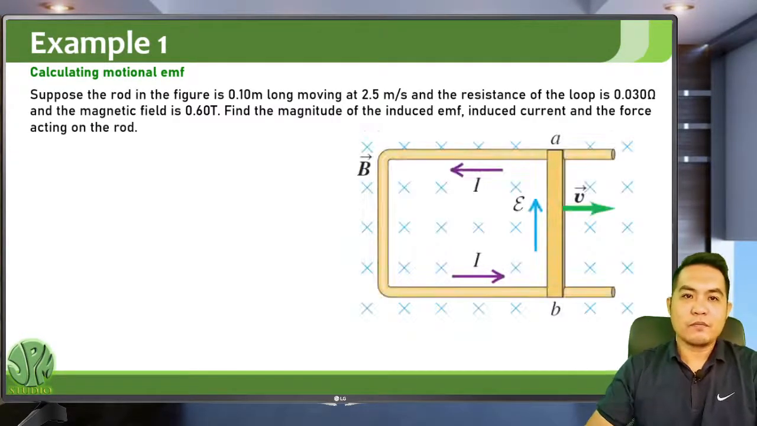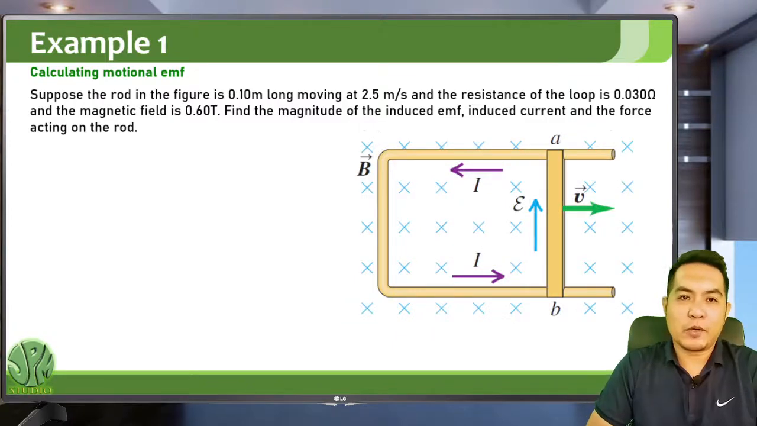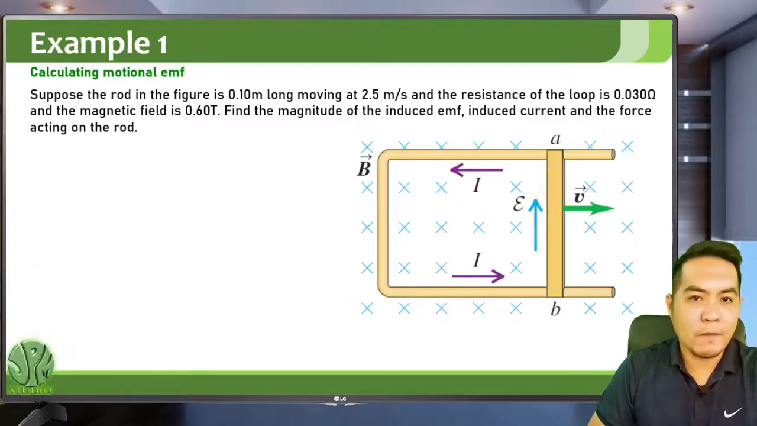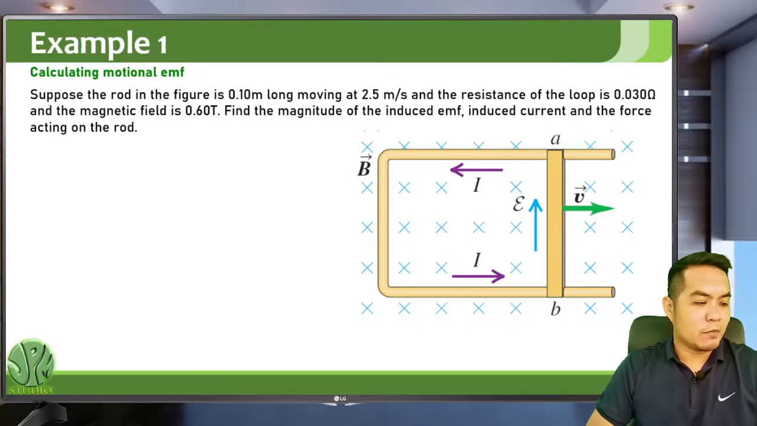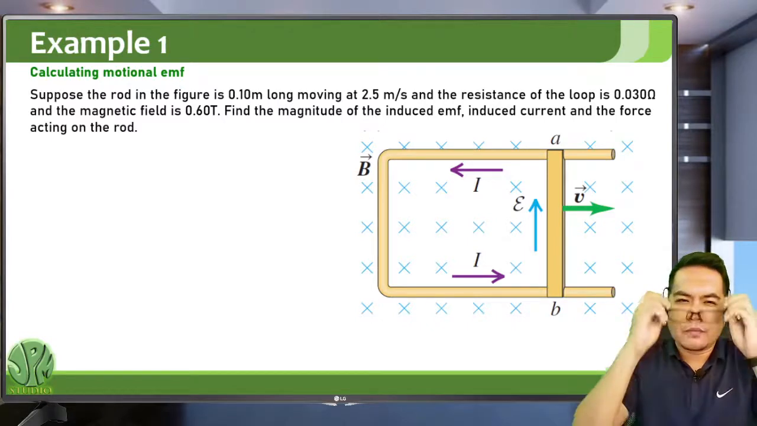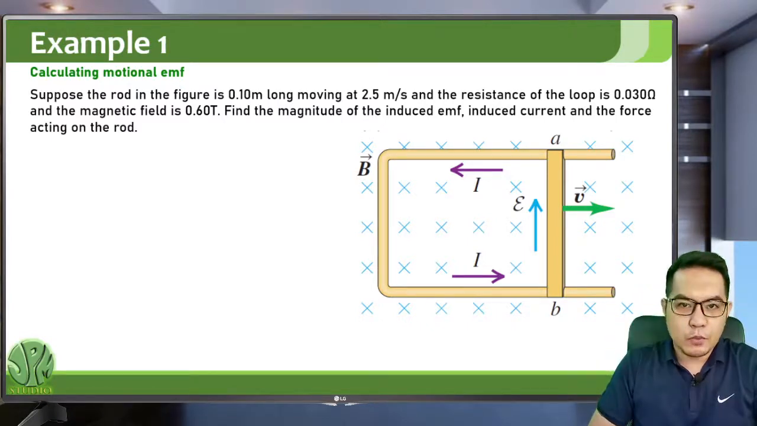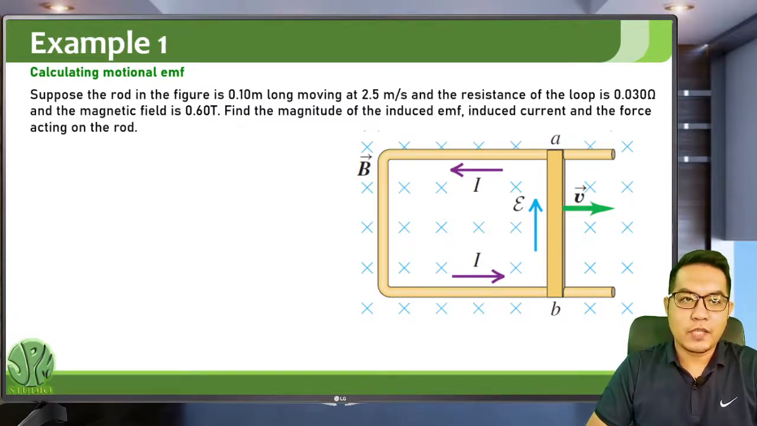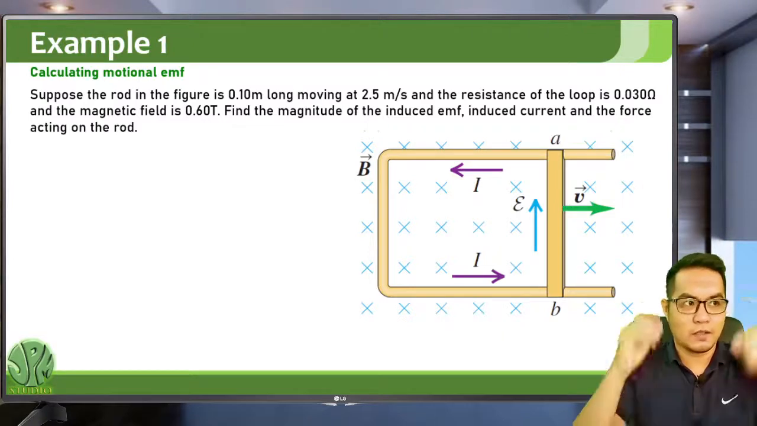Suppose the rod in the figure is 0.10 meters long, and it's moving at 2.5 meters per second, and the resistance of the loop is 0.030 ohms, and the magnetic field is into the page, and it has a magnitude of 0.60 Tesla. Find the magnitude of the induced EMF, the induced current, and the force acting on the rod.